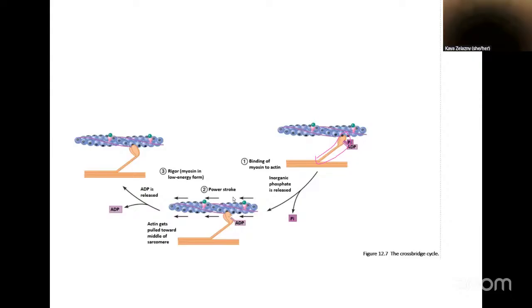So our third step we call rigor, right? So you want to think of like rigor mortis, right? Like when our body is all like stiff and the muscles are contracted and hard, right? This is rigor for our cross-bridge cycle as well. Our myosin is in a low energy form, meaning we don't have any ATP here, right? And we're in a shape where we can't pull that actin anymore with this cross bridge, right?